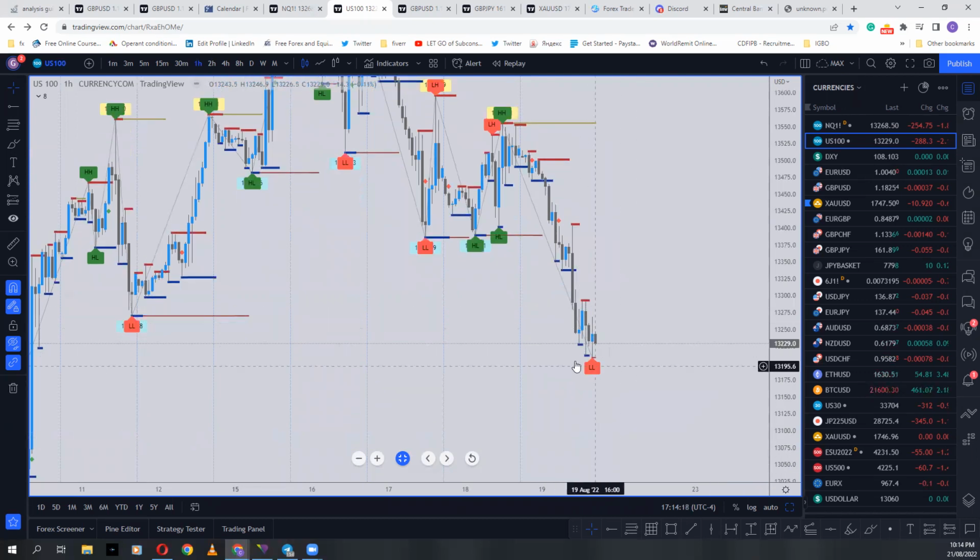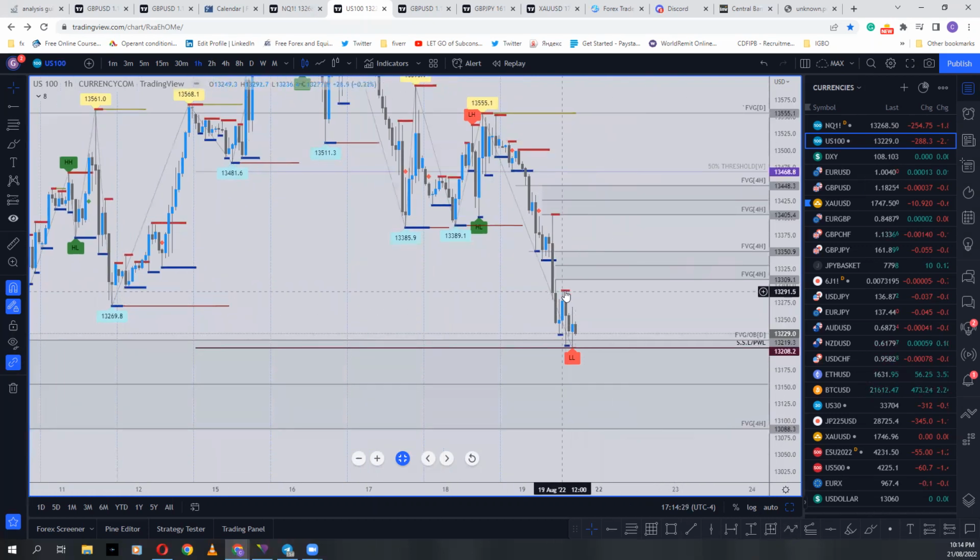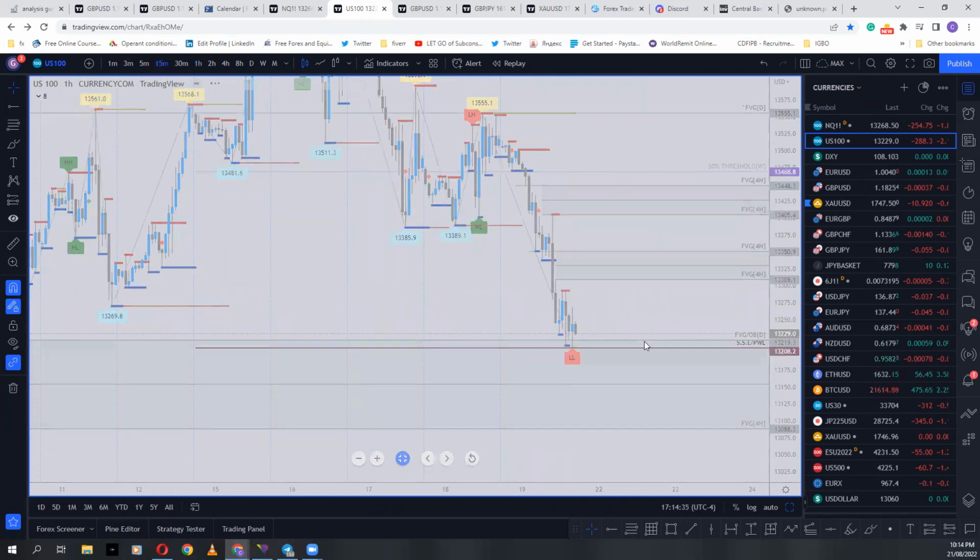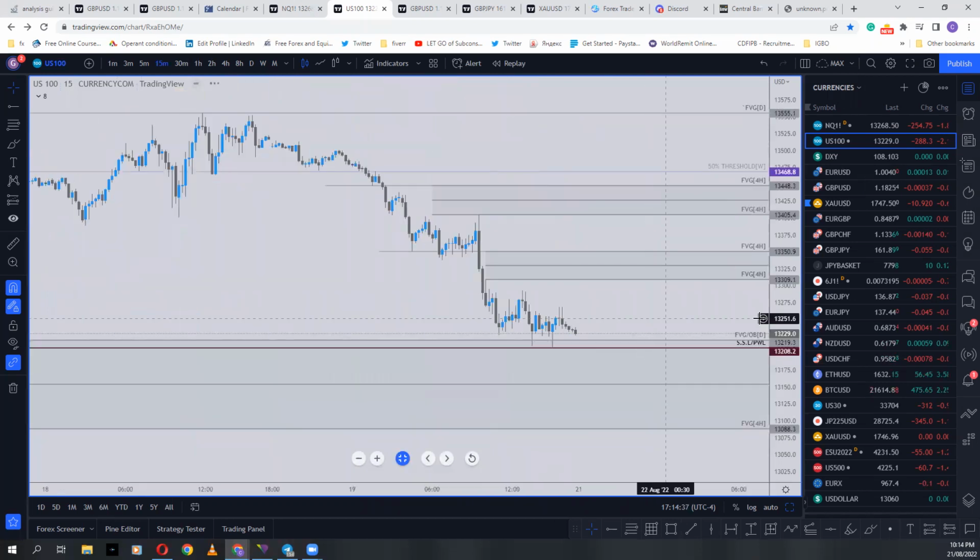For NASDAQ 1 hour to turn bullish, let me put in my annotations, you need to see a break above here. Once you see a break above here, if you go down to your 15 minutes, you will get the picture clearer.